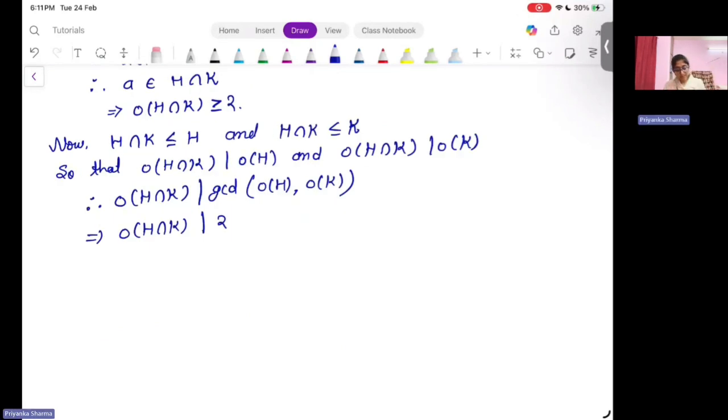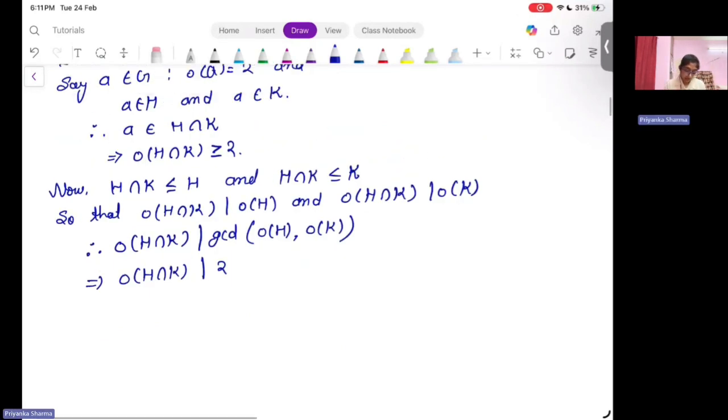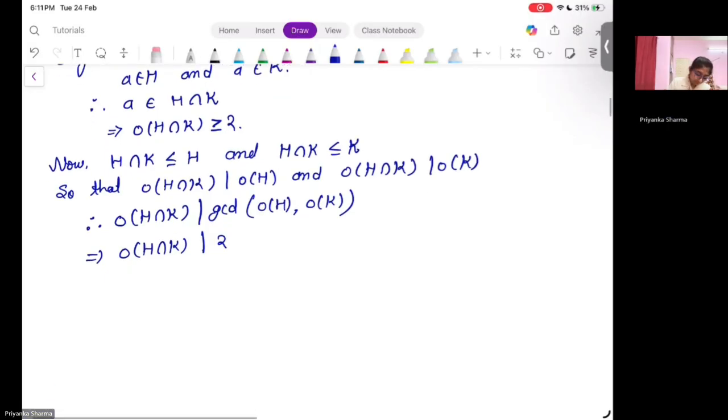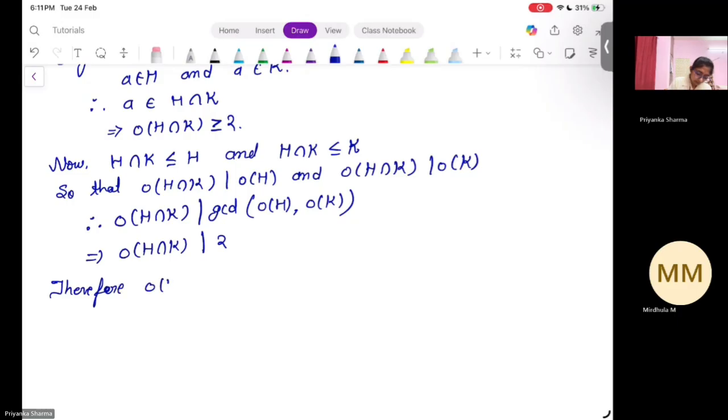It means order of H intersection K can be either 2 or 1. But order of H intersection K is greater than or equal to 2. Therefore, order of H intersection K is 2.